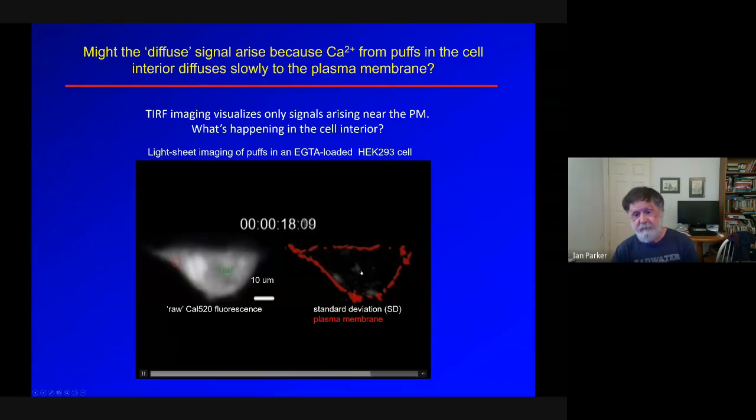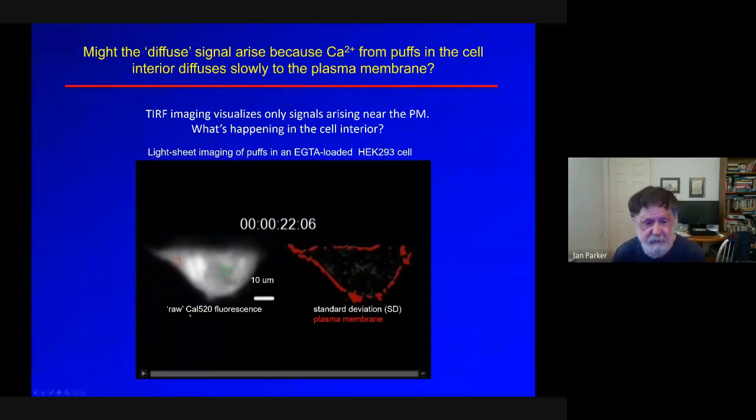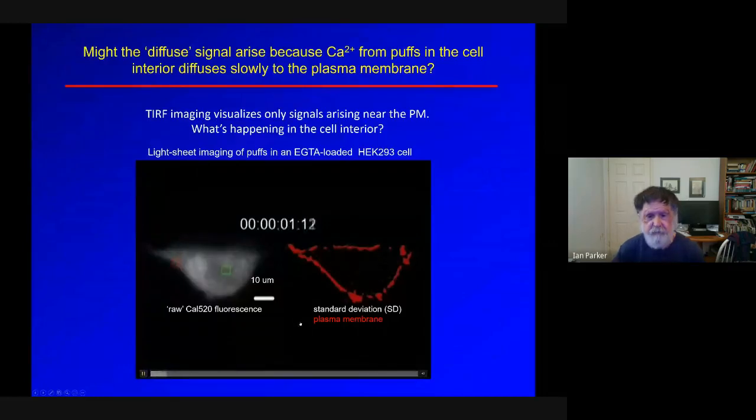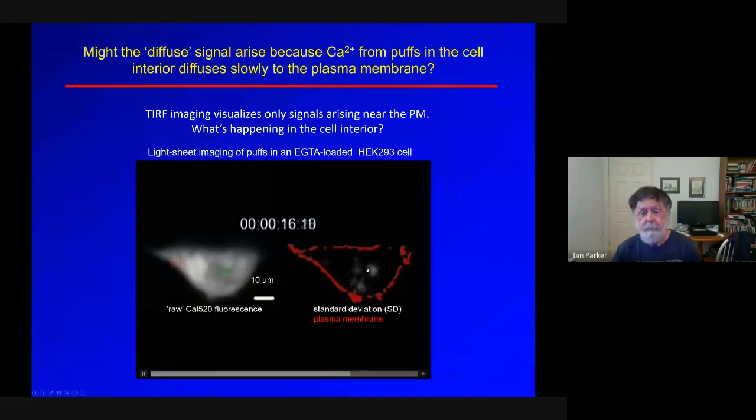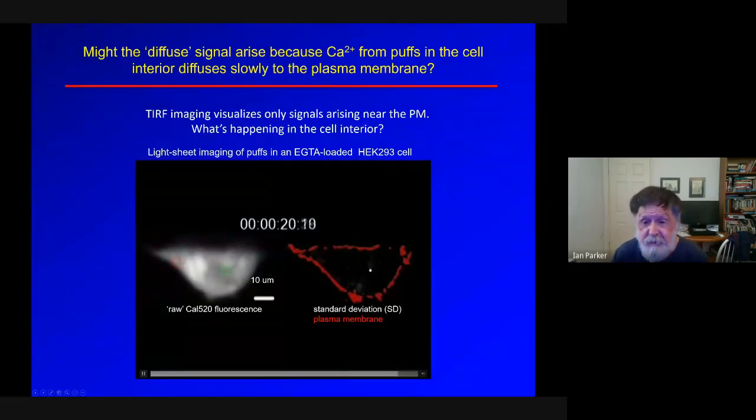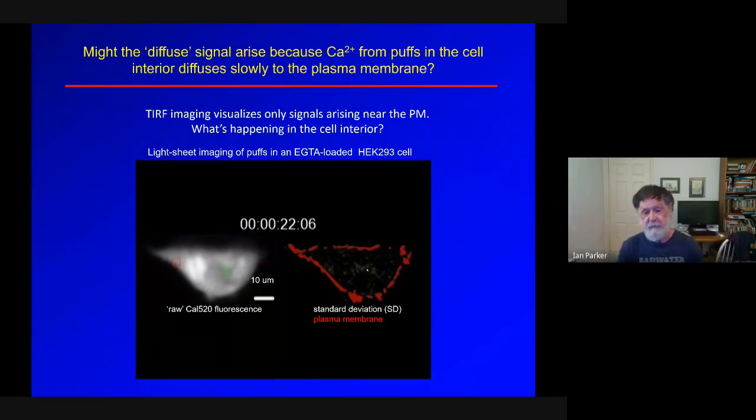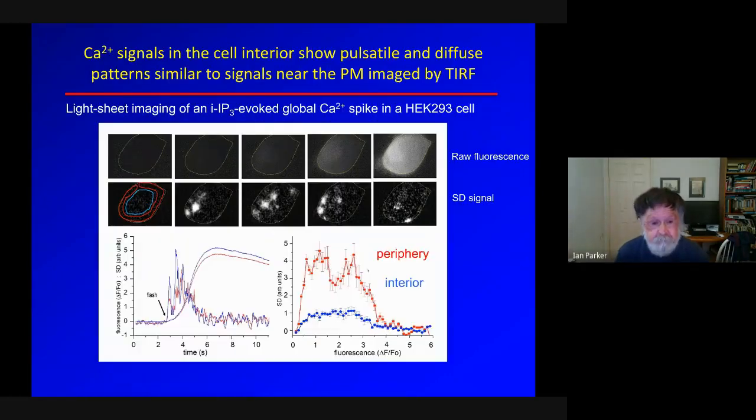Here's our SD signal reflecting puff activity. But now these are light sheet images. We've taken a diagonal slice through the interior of the cell. And as you can see, we have a lot of puffs near the plasma membrane. That's where most puff sites are, but there are still several inside the cell giving puffs. So could it be that these interior sites keep on going for a while, and diffuse calcium from them diffuses slowly to give us what looks like a diffuse signal at the plasma membrane? And the answer again seems to be no.